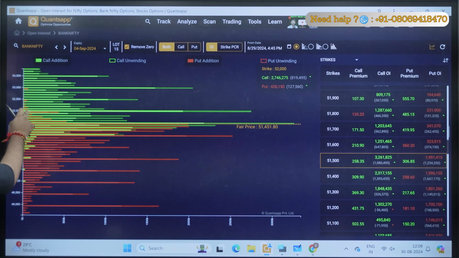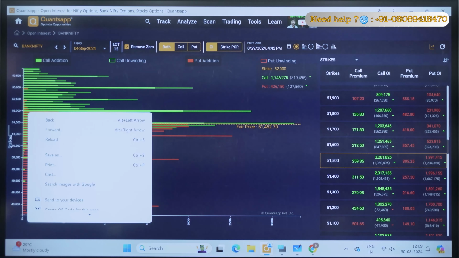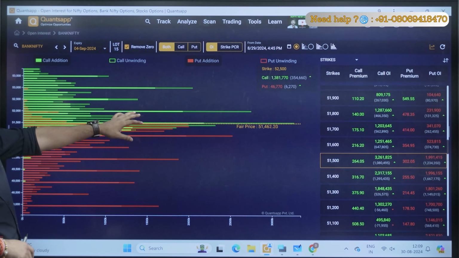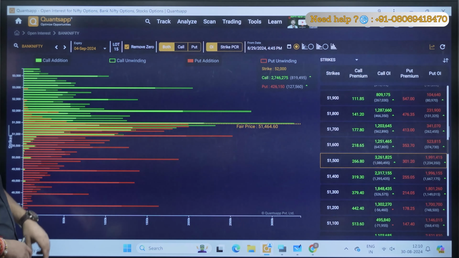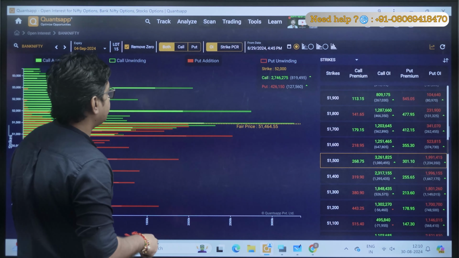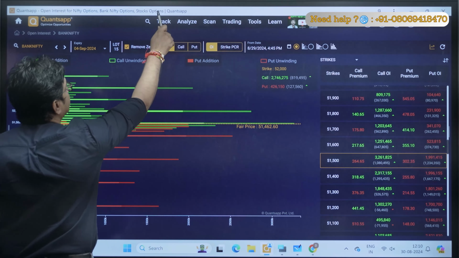The 52,000 level, you can see, is strong. If it moves beyond 52,000, then only will I be able to see the big move, at the 52,000 and 53,000 levels. So we have seen the levels of the Bank Nifty. Now I will go with the Nifty.